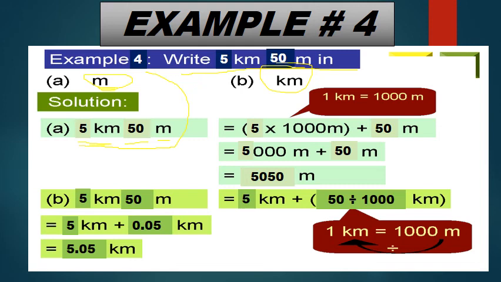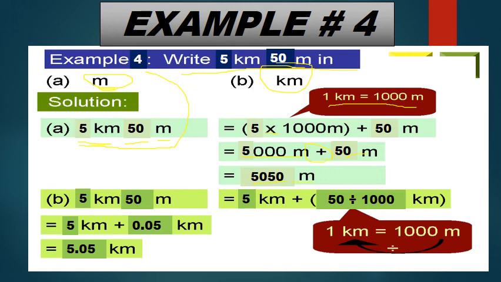When we convert bigger unit to a smaller unit, we will do multiplication. As we all know that 1 kilometer is equal to 1000 meters, so we multiply 5 by 1000 meter. So the answer we will get 5000 meter. Now we add this 5000 meter to 50 meter. Why we add them? Because they both have the same units. Now the answer we will get 5050 meter.